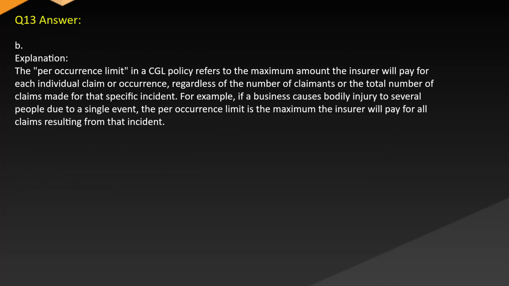Answer: B. Explanation: The per occurrence limit in a CGL policy refers to the maximum amount the insurer will pay for each individual claim or occurrence, regardless of the number of claimants or the total number of claims made for that specific incident. For example, if a business causes bodily injury to several people due to a single event, the per occurrence limit is the maximum the insurer will pay for all claims resulting from that incident.